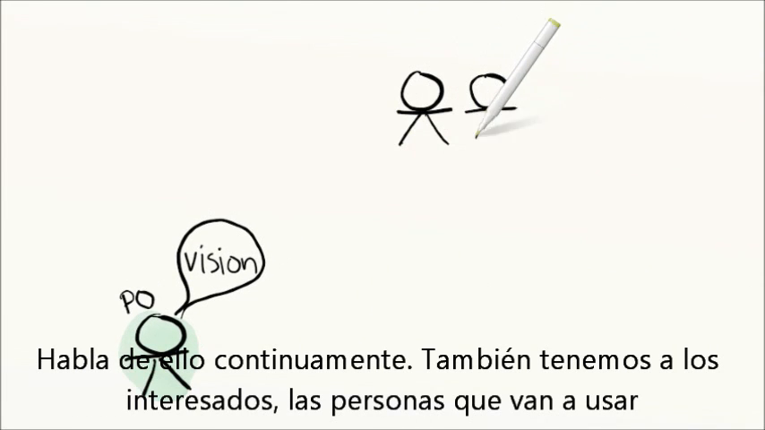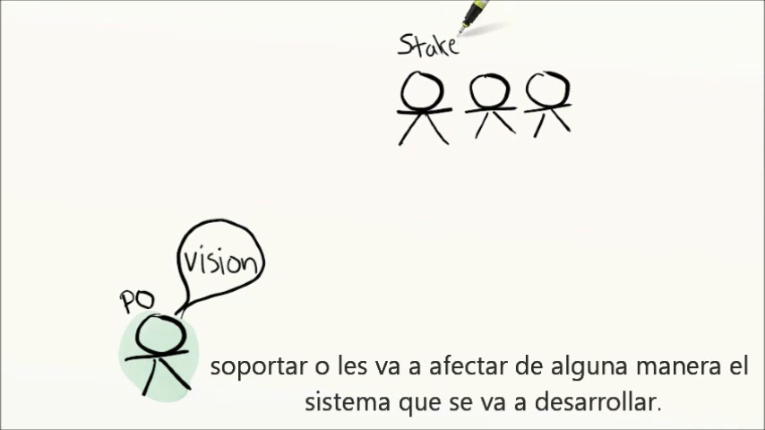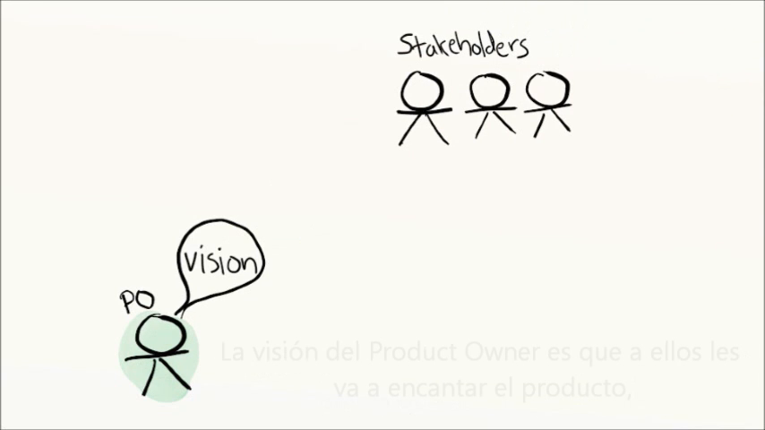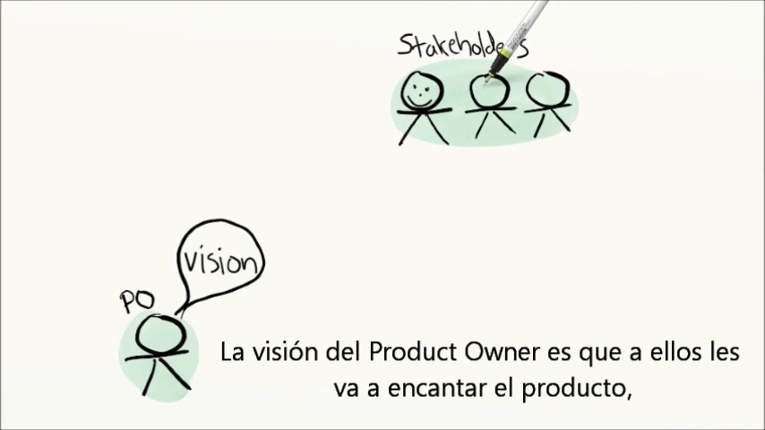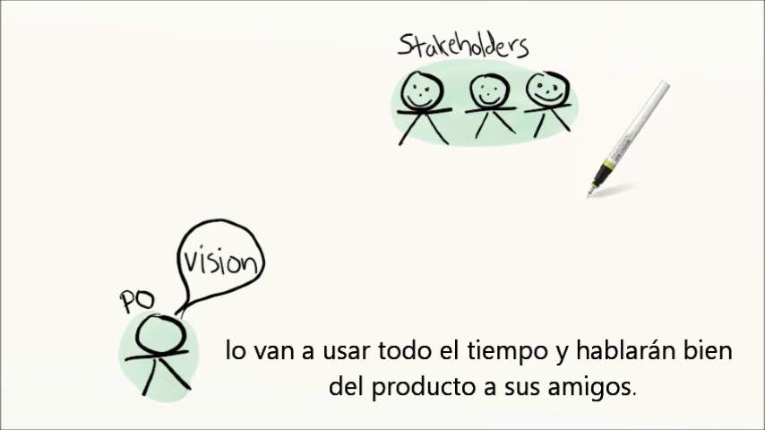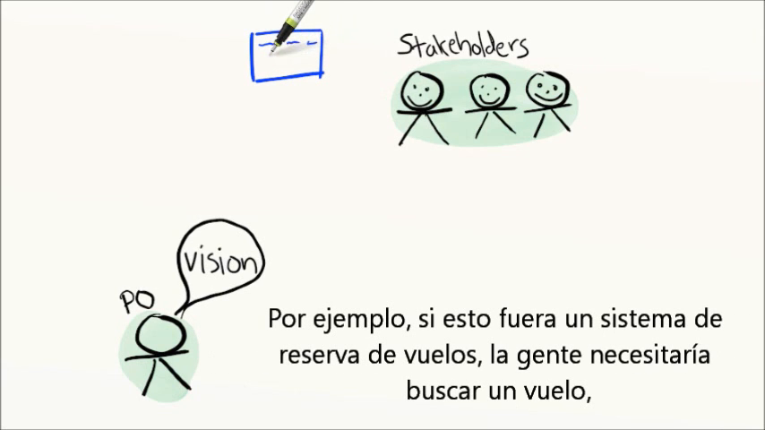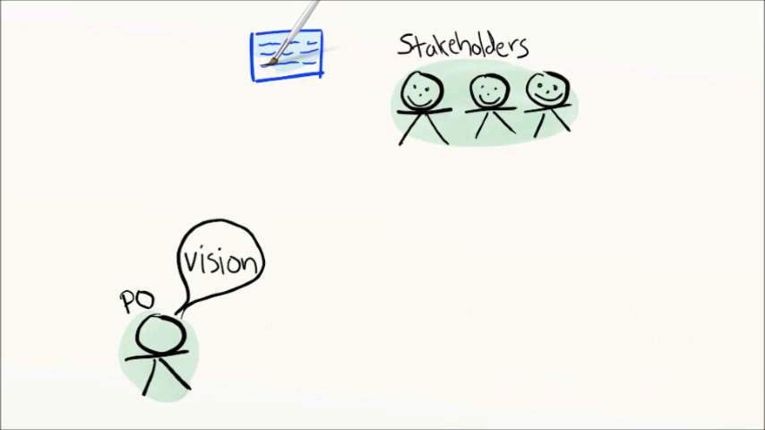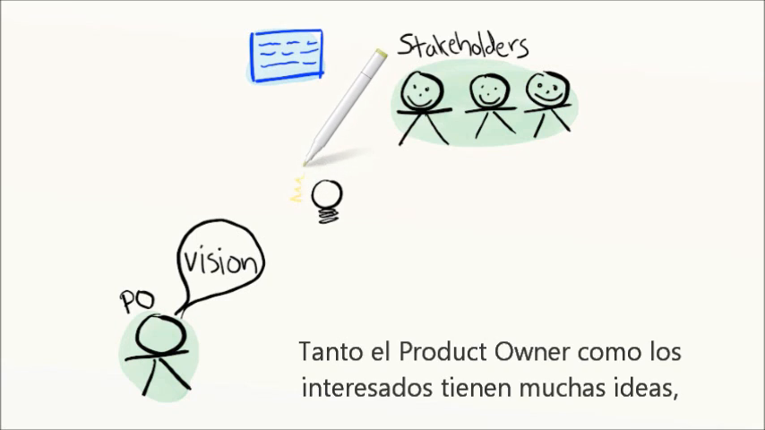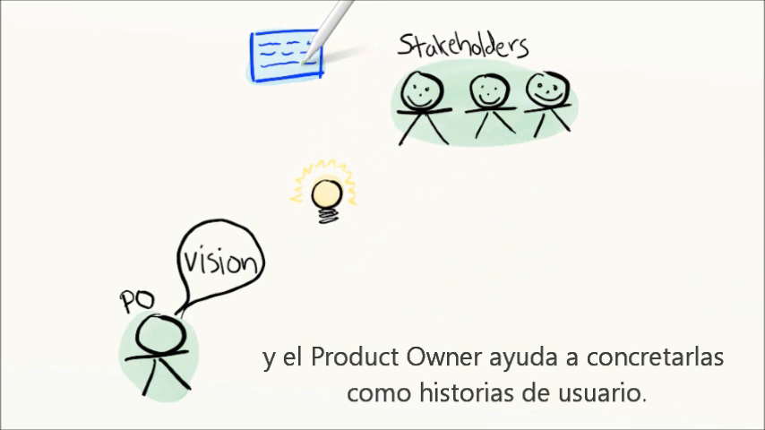Here are the stakeholders. They're the people who are going to use and support or in any way be affected by the system being developed. Pat's vision is that these people here will love our system and use it all the time and tell their friends about it. The stakeholder needs and Pat's ideas are expressed as user stories here. For example, if this was a flight booking system, people need to be able to search for a flight, and maybe that would be one user story. Both Pat and the stakeholders have lots of ideas, so Pat helps turn these into concrete user stories.